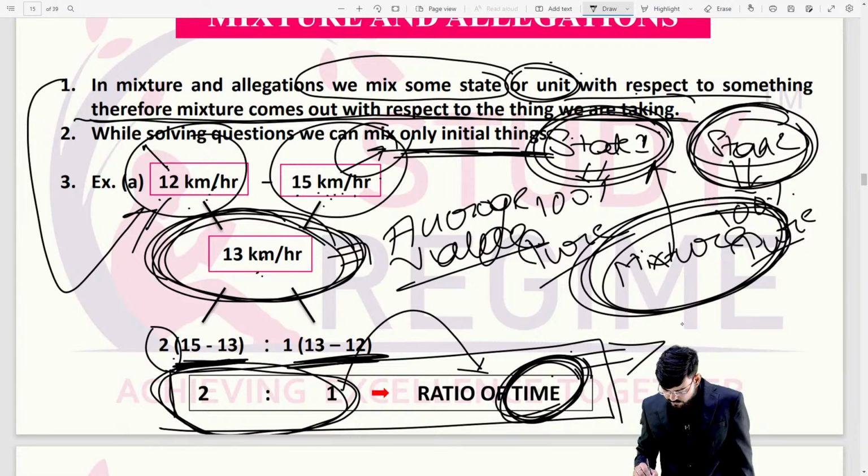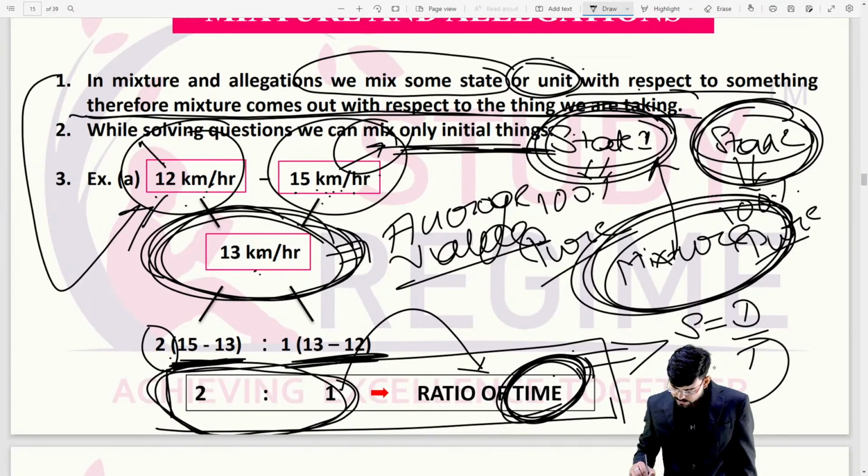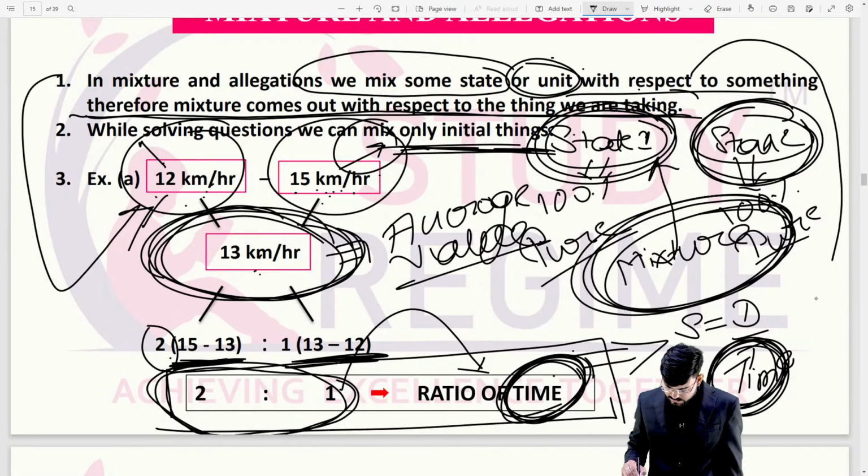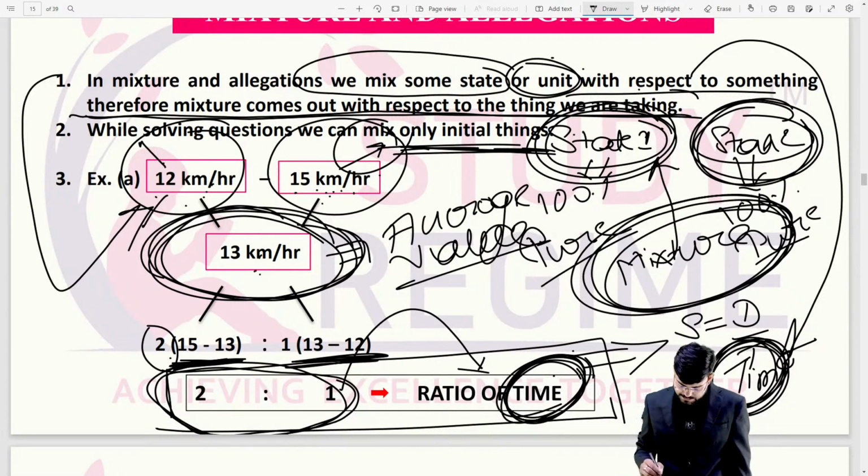What is the formula for speed? Speed is equal to distance upon time. Since we are calculating speed with respect to something, that thing is what you call time.